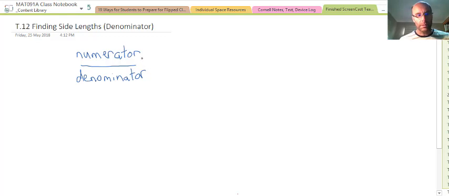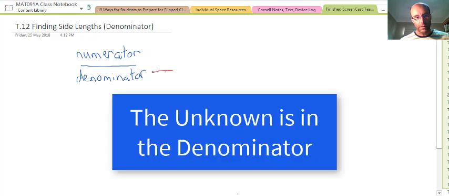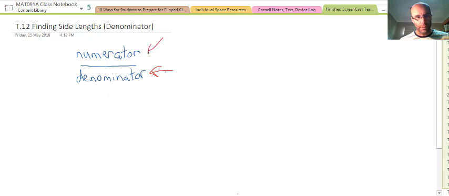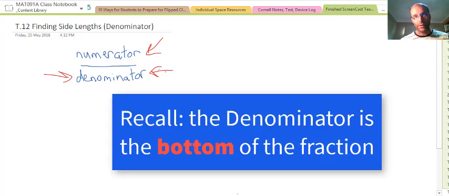We're finding side lengths in trig problems where the unknown is the denominator. Previously we were looking at cases where the unknown was the numerator. This time we're looking at situations where the unknown is in the denominator, the bottom of the fraction. Are these any different? Well, let's have a look.